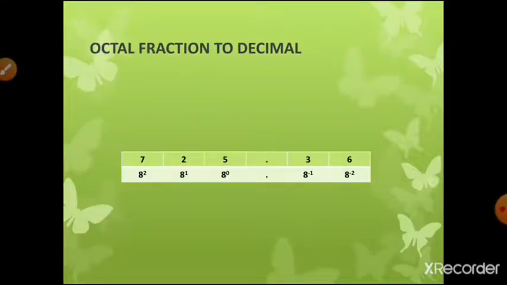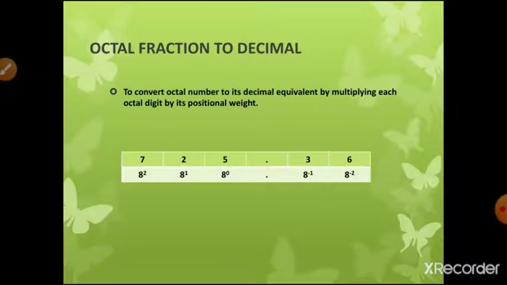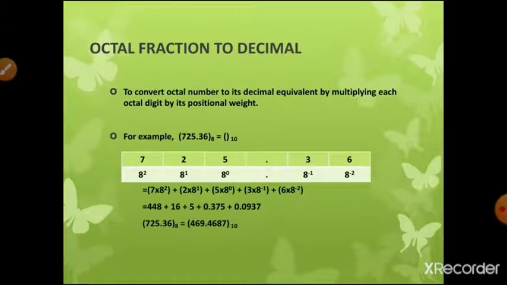Next, octal fraction to decimal. This is similar to what we did for octal to decimal. Each octal digit is multiplied with its positional value. Here the 7 is multiplied with the positional value 8 to the power 2, 2 with 8 to the power 1, and 5 with 8 to the power 0. Then 3 is multiplied with 8 to the power minus 1, and 6 with 8 to the power minus 2.